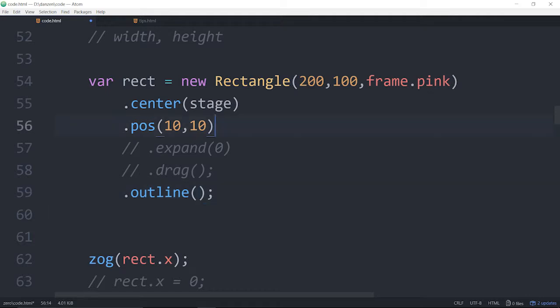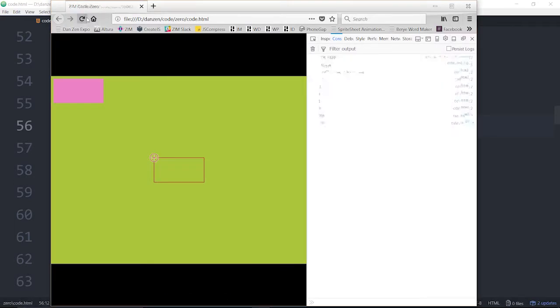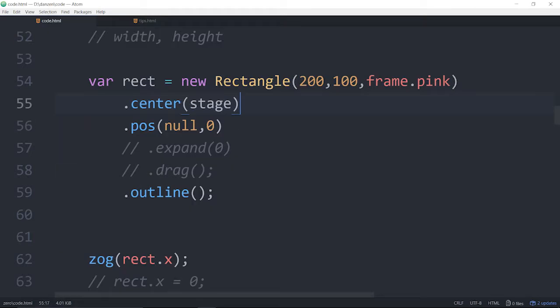So that positions it. Now, if you only want to position the Y and you don't want to position the X, so say you wanted to leave it centered and then put it at the top of the stage. So that would be zero at the top of the stage, but you don't want to touch the X, then you pass in null. Okay, so we save that and refresh. Now, the X remains the centered X, but we've positioned the Y at zero.